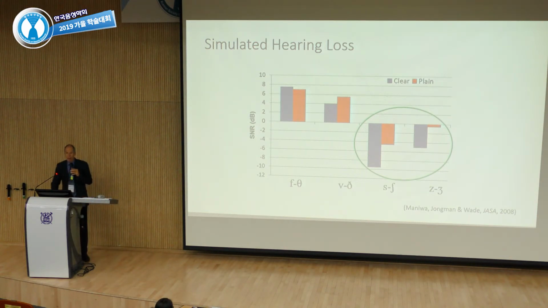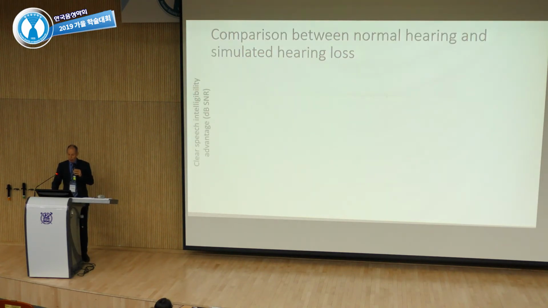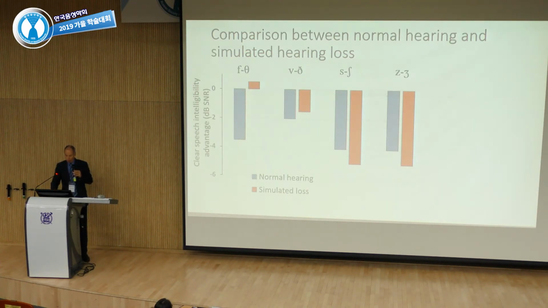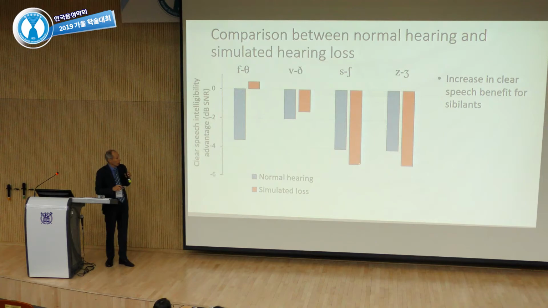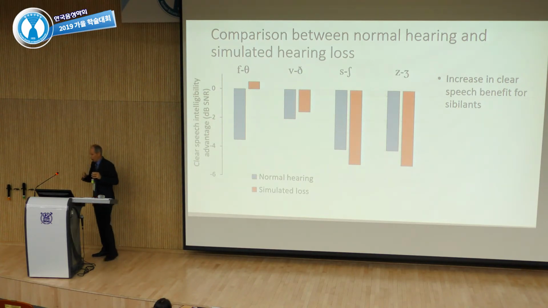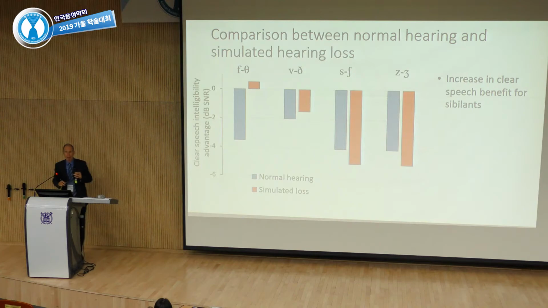When we compare our normal hearing listeners and our simulated hearing listeners, we see the following. We see that in fact there is an increase in clear speech benefit for sibilants for our simulated hearing loss listeners. So they do really well on clear speech for the sibilants, actually even better than the normal hearing listeners. They benefit more from the clear speech signal, but as you see, they don't do well for the non-sibilant fricatives.